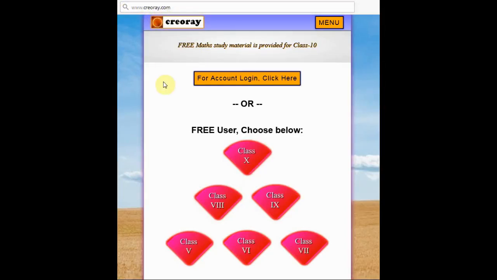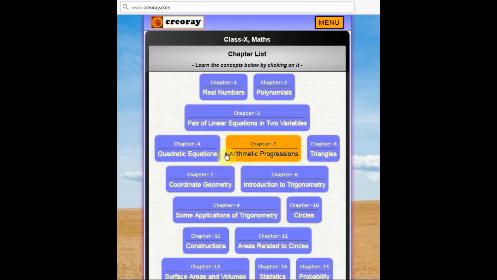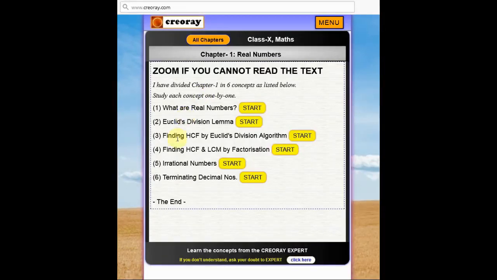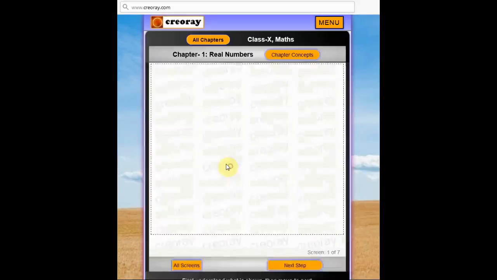Go to www.creoray.com, select class 10, let's revise real numbers and irrational numbers. Let's start.